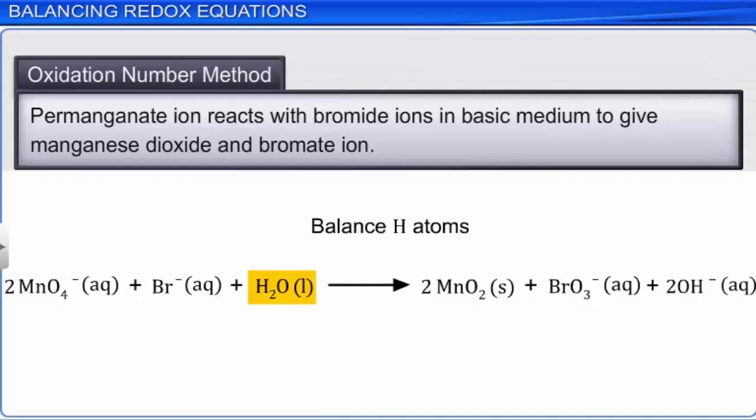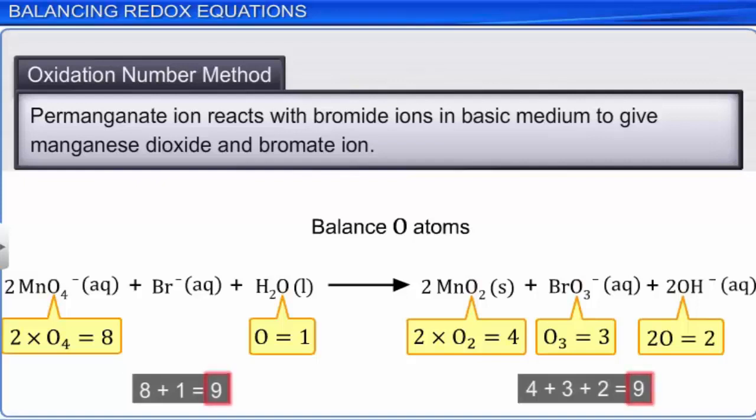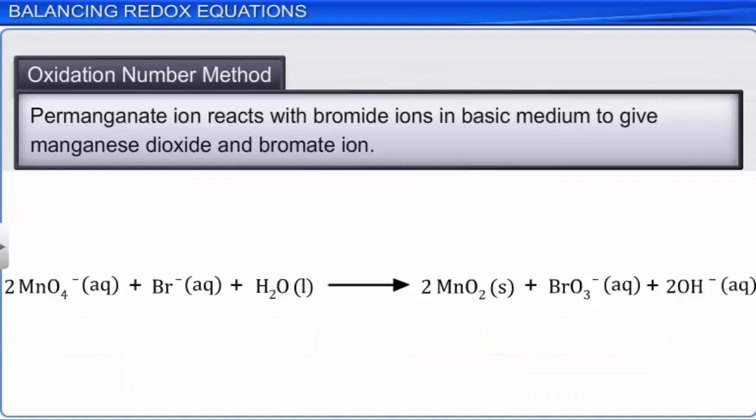Now, also check the oxygen atoms. If the numbers of oxygen atoms on the reactant and product side are same, then we can say that the equation represents a balanced redox reaction. In this case, if we count the number of oxygen atoms on either side of the reaction, we can see that there are 9 oxygen atoms present on either side. And thus, the equation represents a balanced redox reaction.